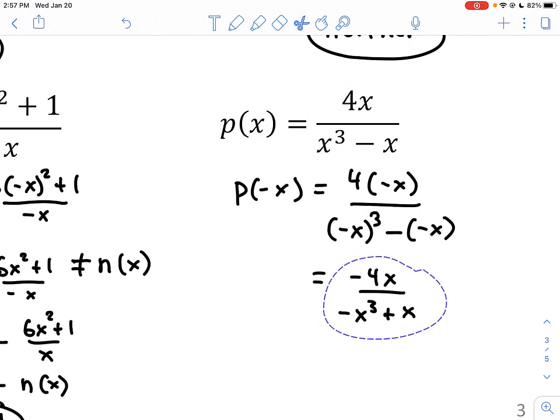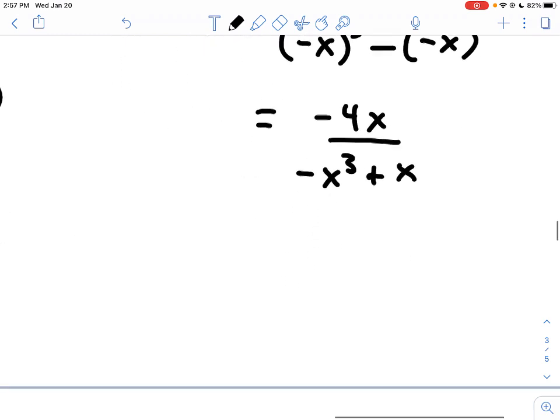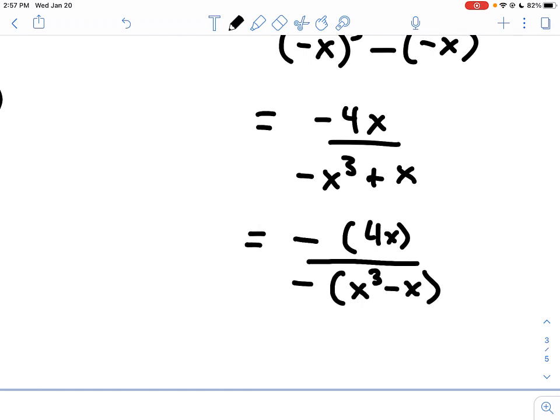So it's very tempting to say that we don't get the original. There's a lot of negatives here. I'm going to do some factoring of the negatives out and see what happens. I'm going to factor a negative out of the top and bottom. So factor that negative off the 4x. Factor a negative out of both terms of the bottom. That leaves x cubed minus x. And then cancel both negatives that I factored out.